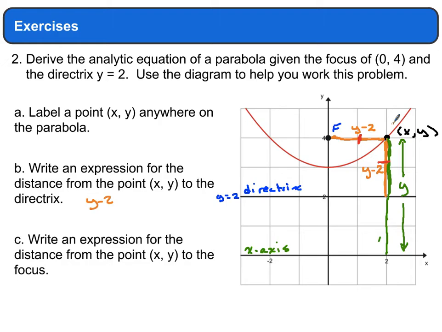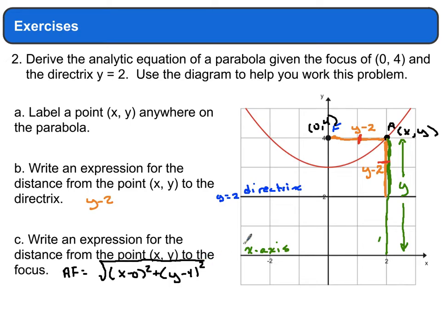So now they want us in part C to write an expression for the distance x from the point xy to the focus. In other words, they want us to fill in what this length would represent. And so that distance, and since I didn't label this, we'll just call this point A. And so we would say that the distance for AF would be equal to the same idea, the square root of x minus 0 squared plus y minus 4 squared, because remember this point here is 0 comma 4, so you'd have y minus 4 squared.